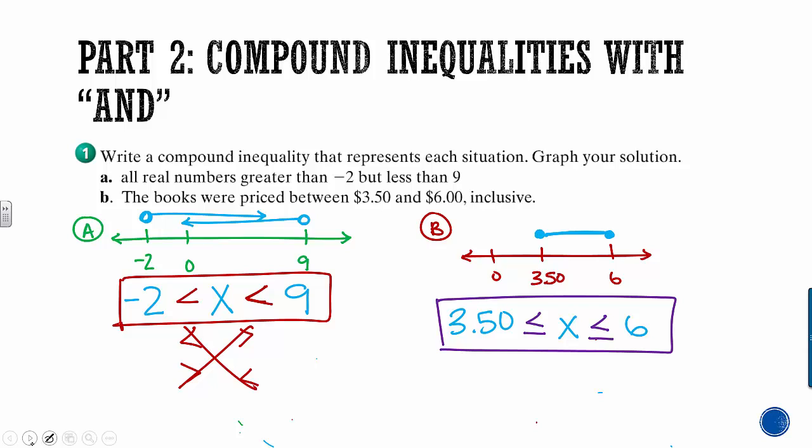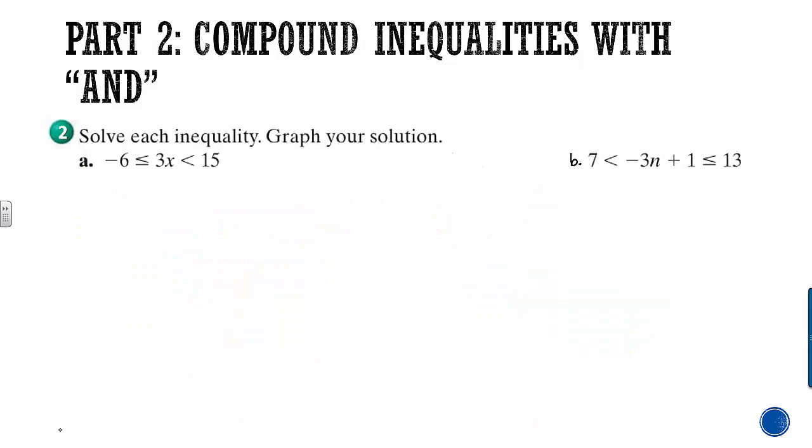Now that we can write these, let's actually solve them. Solve each inequality and then graph the solution. Remember, the graphs just show us all of the solutions because there are still infinitely many of them. When we look at this, we have -6 is less than or equal to 3x, which is less than 15. There's technically two inequalities hidden in this. So we can split this up into -6 is less than or equal to 3x, and 3x is less than 15.